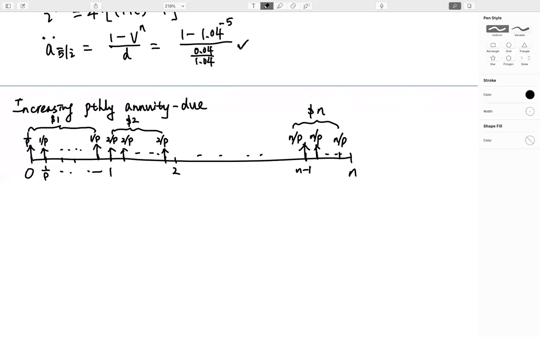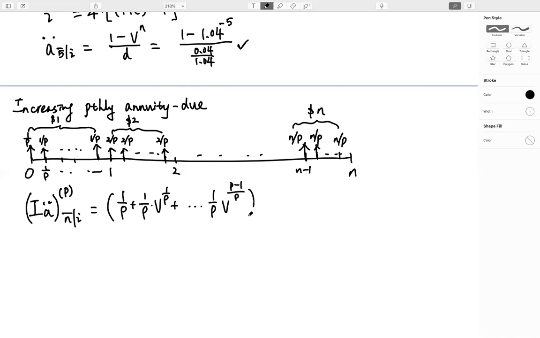So if I ask you to write, first of all, let's write the notation. It's the same except here I'm going to put double dots. So (Ia) double dot upper p angle n. It would be 1 over p plus 1 over p v to the 1 over p, and so on, up to (p minus 1) over p. So this is the first year, right? And then the second year is this.